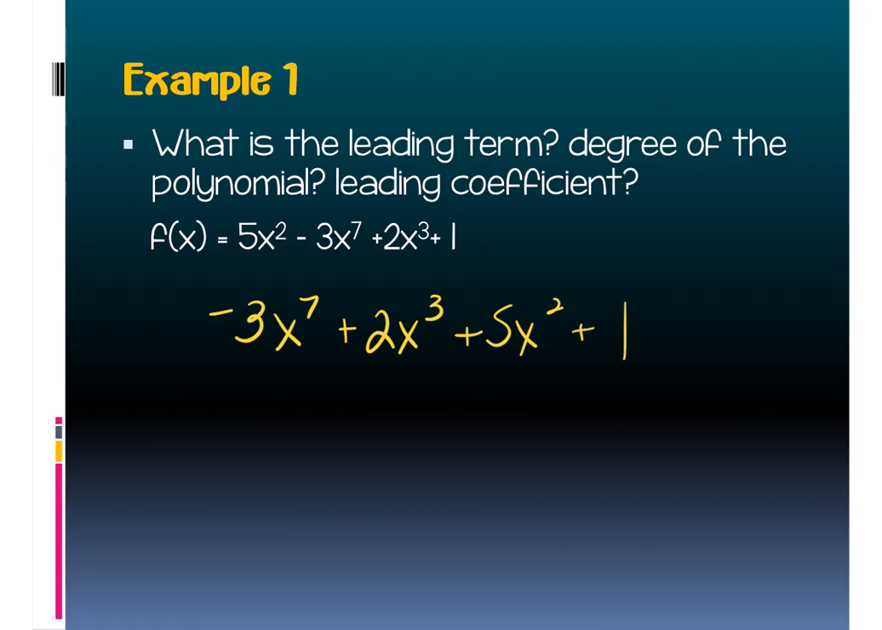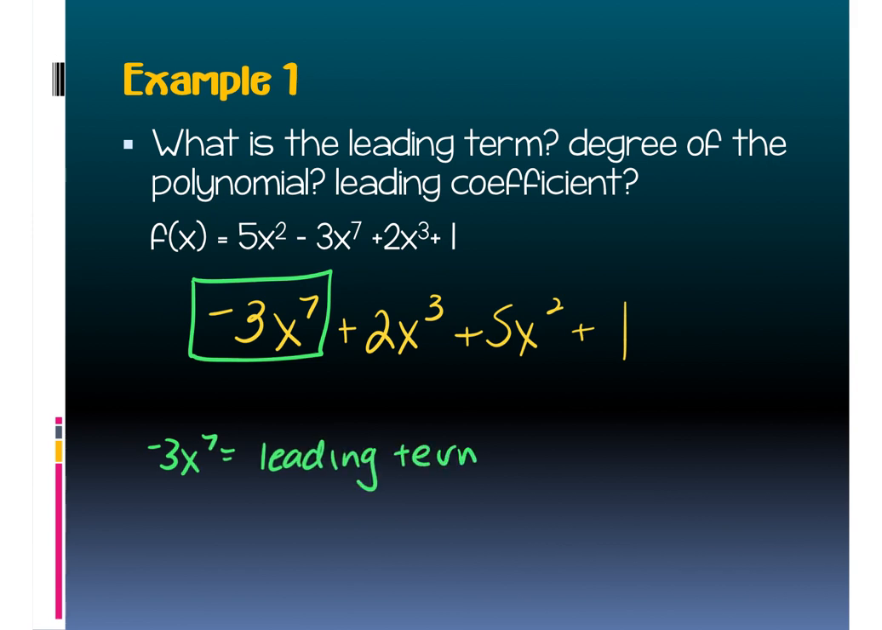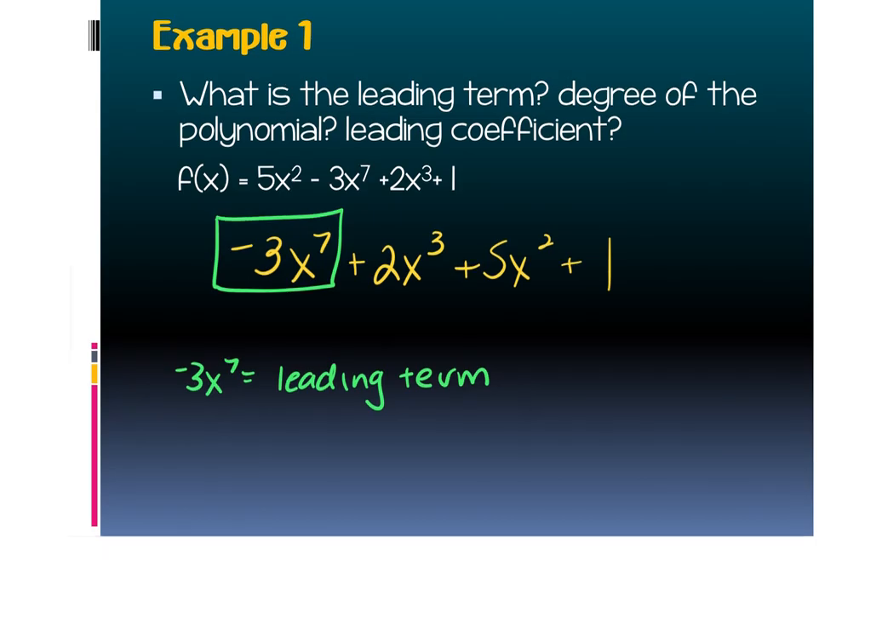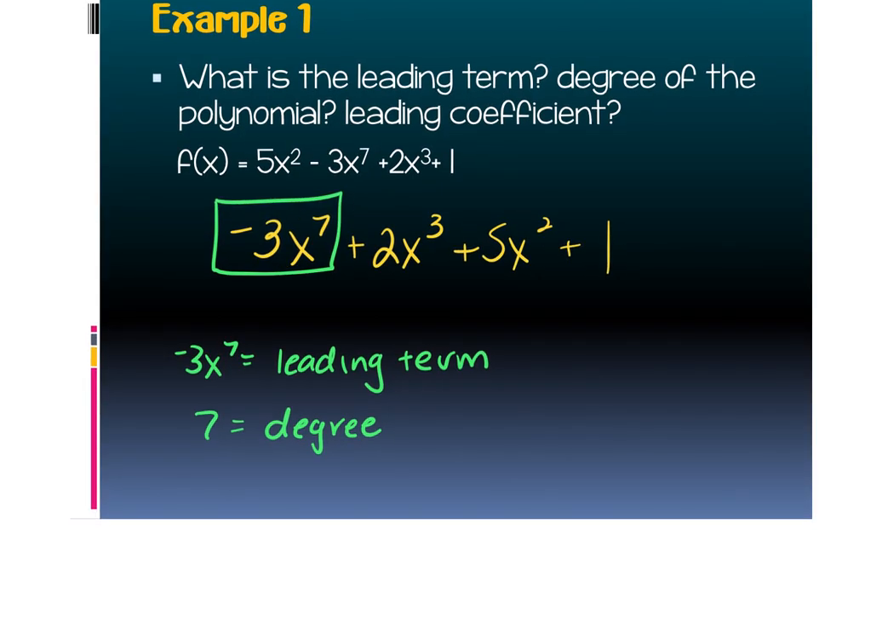Now the leading term is the whole term. So positive or negative sign, value, and exponent, which means that negative 3x to the 7th is my leading term. What would be the degree of it? 7 is the degree of the polynomial, so the highest exponent is your degree. And what's the leading coefficient? Negative 3.